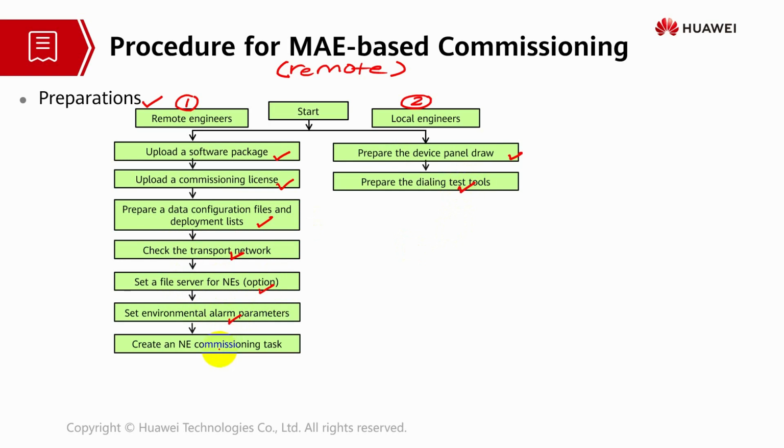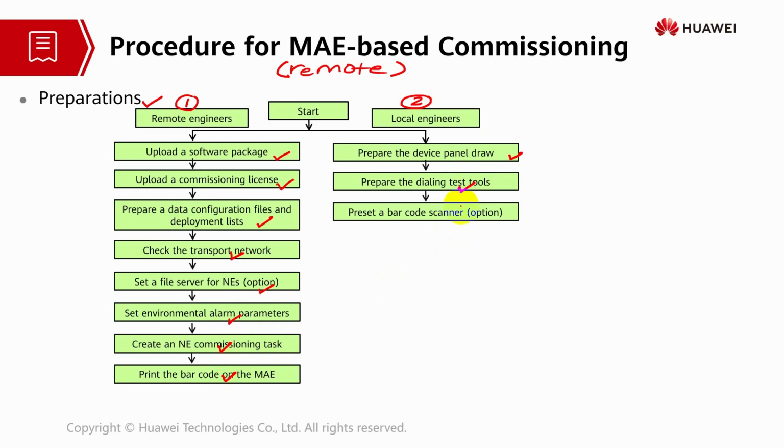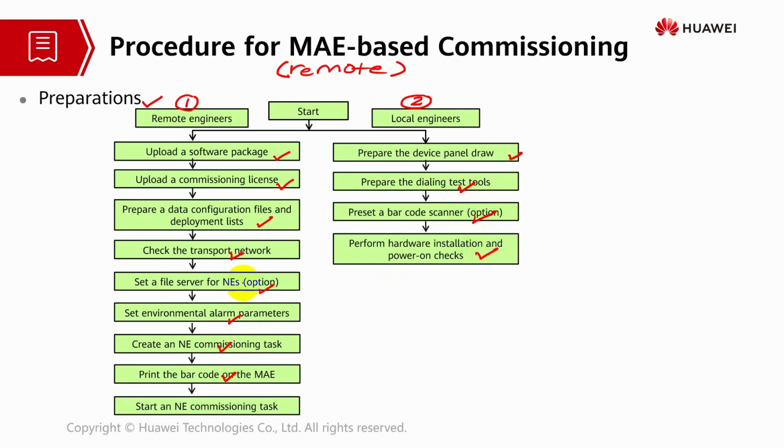For the remote engineers, they have to create the NE commissioning task using the MAE client and print barcodes on the MAE. So they will do the setups in the MAE client, whereas local engineers are going to stand by at the site. One of the processes is to preset a barcode scanner, but this is optional as well because you can query it by the equipment serial number already. They have to perform the hardware installation and power on check, and after they have confirmed that, the remote engineer will proceed with the commissioning task.